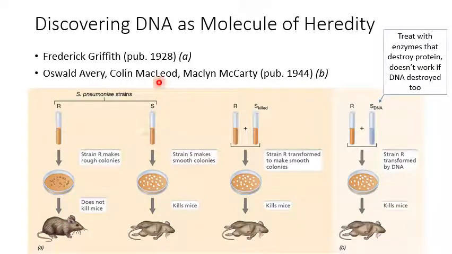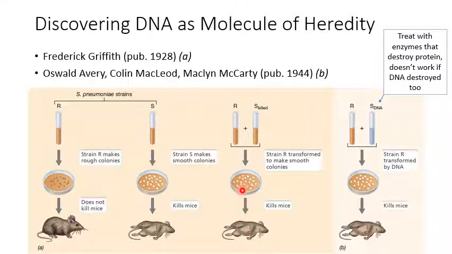So he took a sample of the S strain and killed it. So he had the sample of dead S strain bacteria. He combined that with a sample of R strain that was living and plated that whole mixture, and he noticed that he got smooth colonies. So the only bacteria that were alive here were the R strain, which should make rough colonies and be safe, but he got smooth colonies, and then when he injected this into mice, he got dead mice.